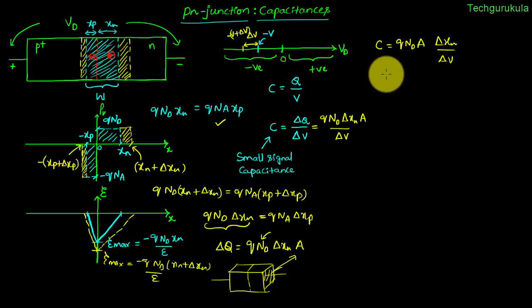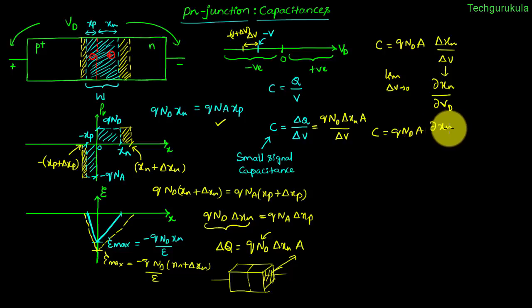Now if we apply limit that del V tends to 0, this del Xn over del V can be written as the partial differentiation of Xn over the applied potential. And this potential is basically Vd because that's the voltage across the PN junction diode. So now we can write this capacitance as Q Nd A times del Xn over del Vd.